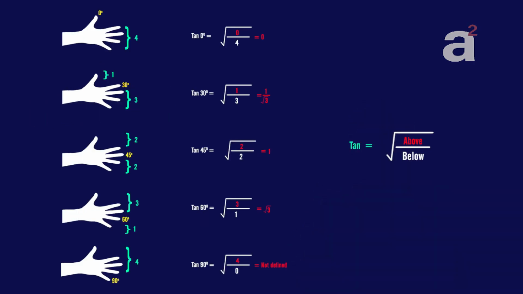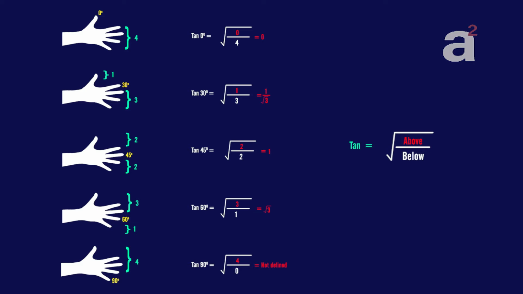We can find tan also using this. The same angles will be given for fingers: 0, 30, 45, 60 and 90. For tan 0, above this none, so we put 0. Below this 4, so 0 by 4. For tan, the numerator will be how many fingers above this. The denominator will be how many fingers below this. So it is 0 by 4, which is 0.